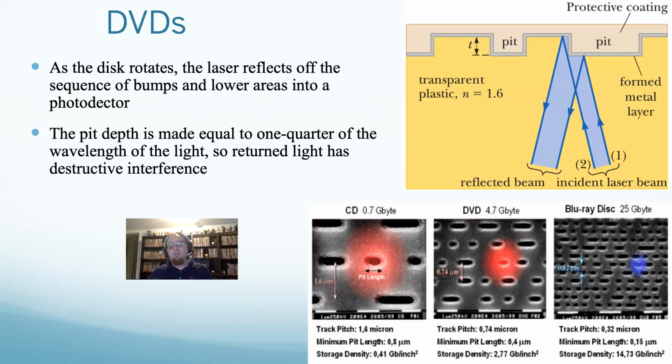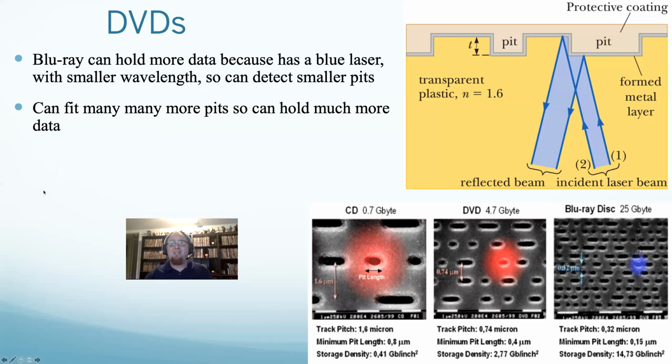Fun fact, the reason Blu-rays can hold so much more is literally because it's blue light. Blue light has a smaller wavelength. Because it has a smaller wavelength, you can detect smaller dots. And so Blu-ray can hold more data because it's just smaller holes. It's just making a blue laser.